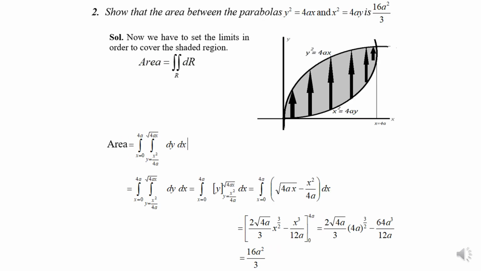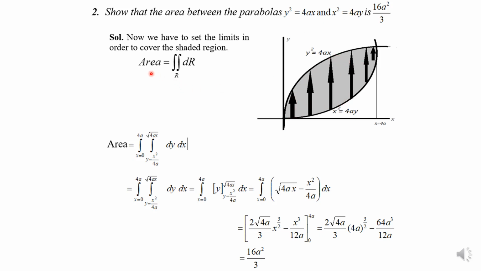Now here is another problem in which you are asked to find the area between the two parabolas. First of all, I will draw the parabola y square equal to 4ax. The lower one is x square equal to 4ay, the lower parabola, and the other one is the upper parabola. So we have to find the area.